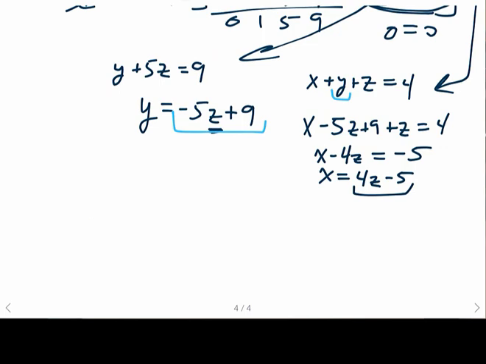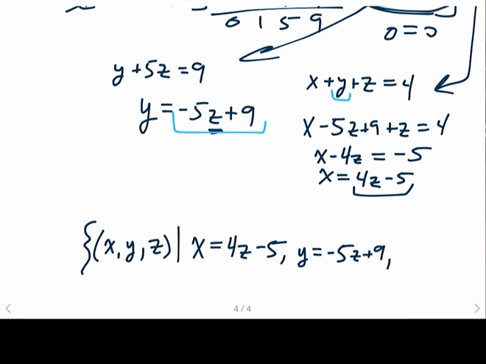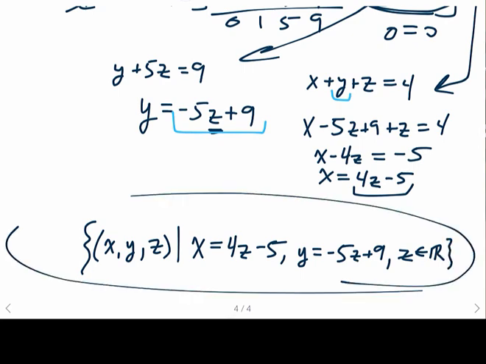I will tidy this up using the set of ordered triples (x, y, z) such that x is equal to 4z minus 5, y is equal to negative 5z plus 9, and z belongs to the set of real numbers. Close that barn door, and here's our dependent system solution. Generally though, Cramer's rule is a good way to go.